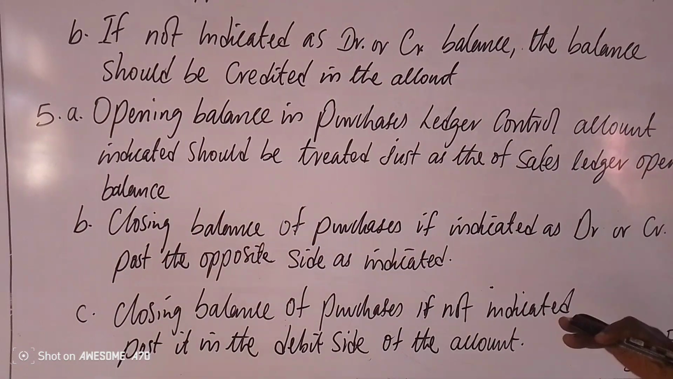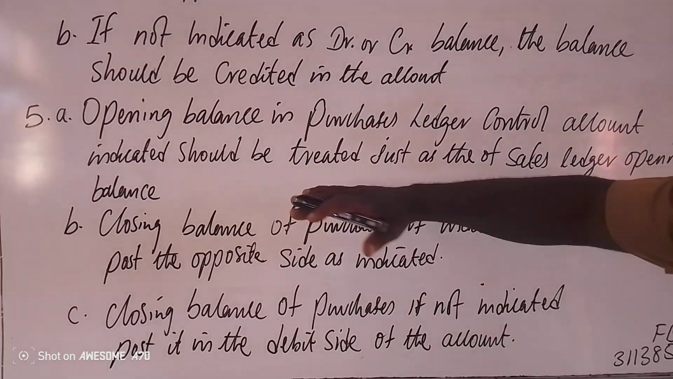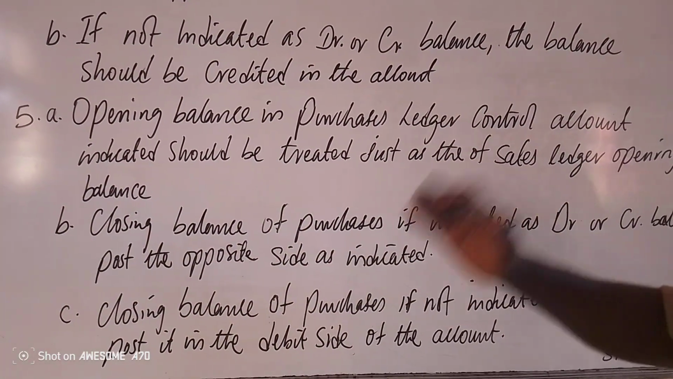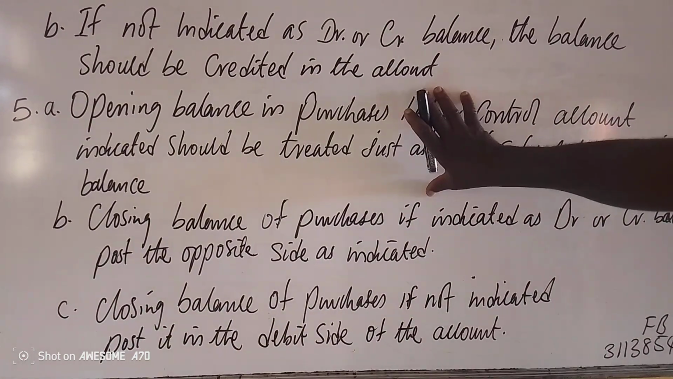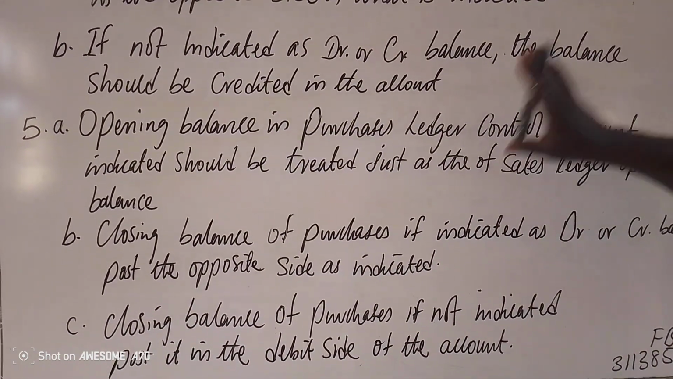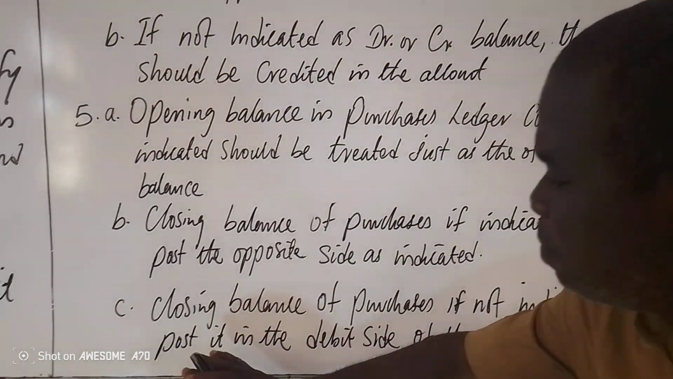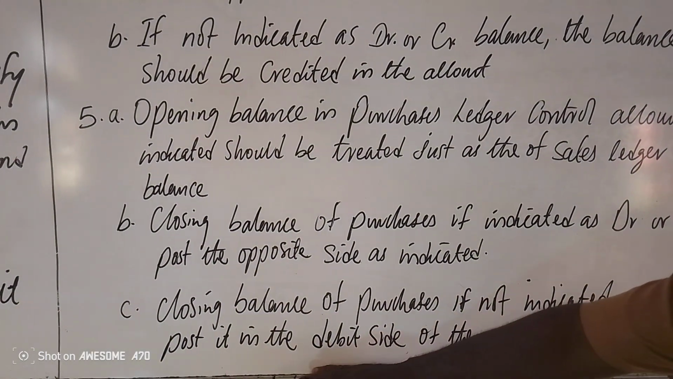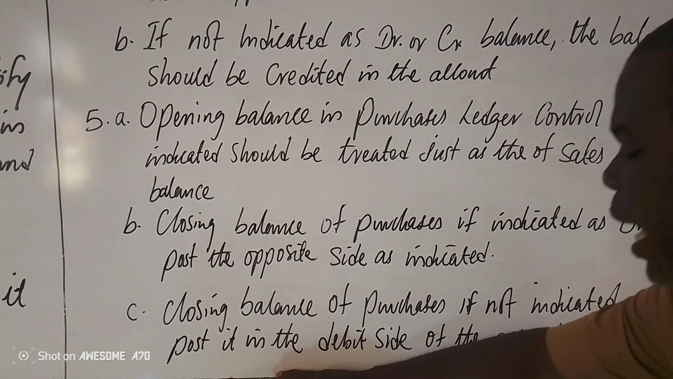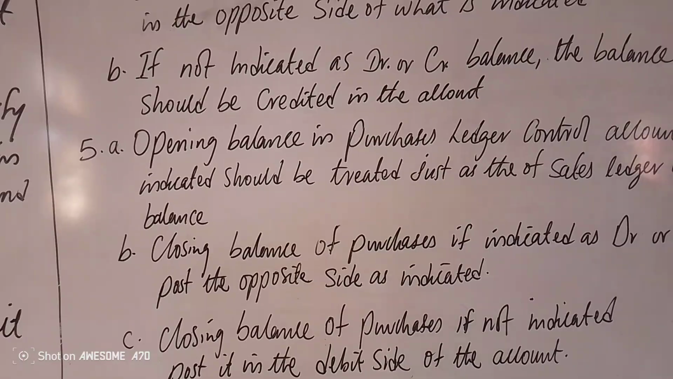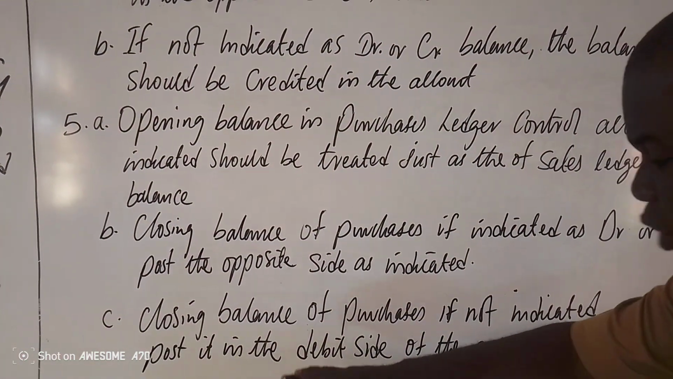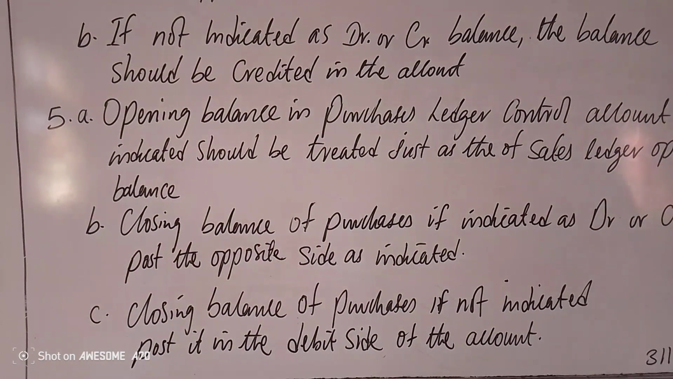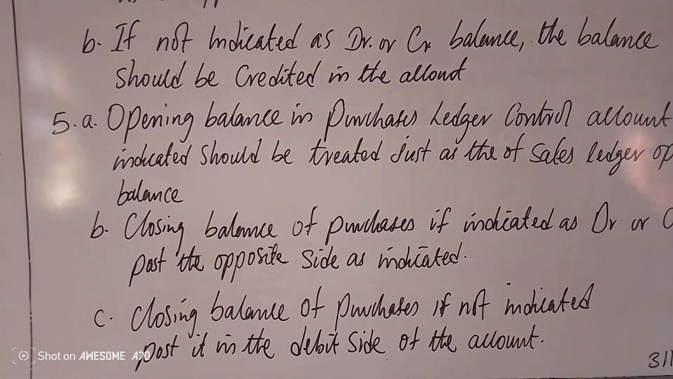So if the balance is not indicated, please don't forget, in case of accounts payable, post it in the credit side with a justification that all balances brought forward of all liabilities are credited. That is in case it's not indicated. If they indicated, post as indicated. Then finally, if the closing balance is not indicated, mind you, you are going to post in the debit side, just like the opposite side. If the opening balance of account payable is credited, it means the closing balance will be debited. So here, if not indicated, the closing balance of account payable, which is purchase ledger, should be posted in the debit side based on the principles of accounting.